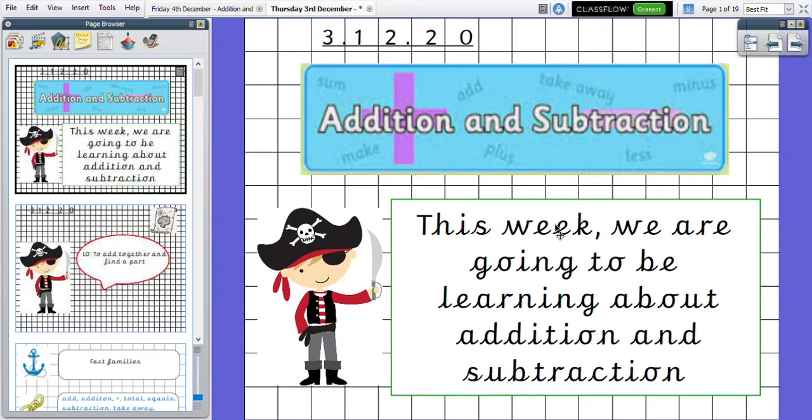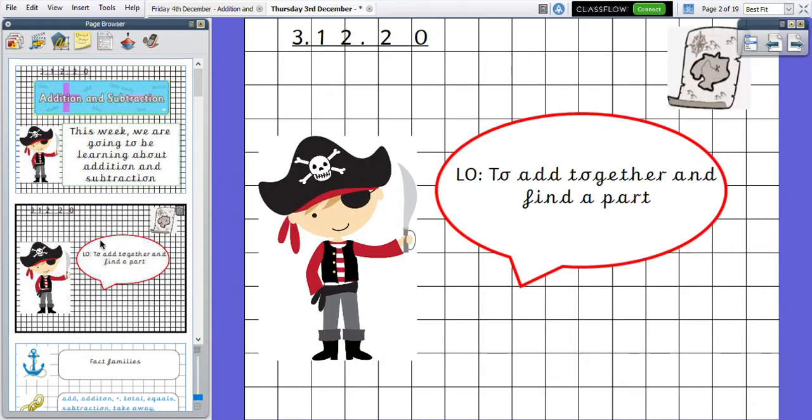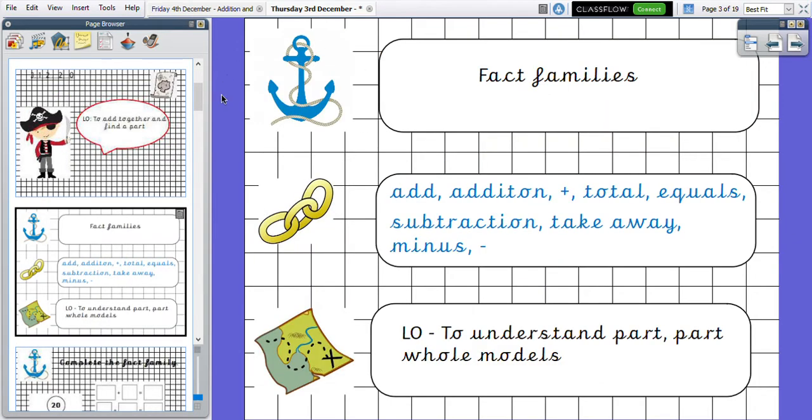This is going to be your maths learning for today, and we are going to continue with addition and subtraction. So, our lesson objective for today is to add together and to find a part of a number. Our anchor for today will be fact families. We are going to be using the same vocabulary as we have done this week already, and our lesson objective, as I said before, is to understand part whole models, and to add together and find a part of a number.